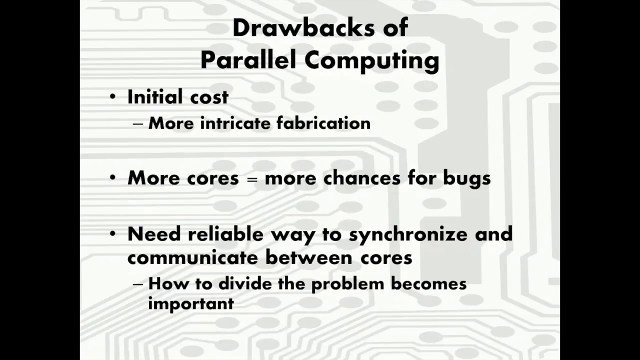There are a few drawbacks, however, to parallel computing. The first is initial cost. Processors with multiple cores require a more intricate fabrication. Also, more cores equal more chances for bugs or error in computer code. You need a reliable way to synchronize and communicate information between the cores, and telling the computer how to approach or divide the problem becomes extremely important.